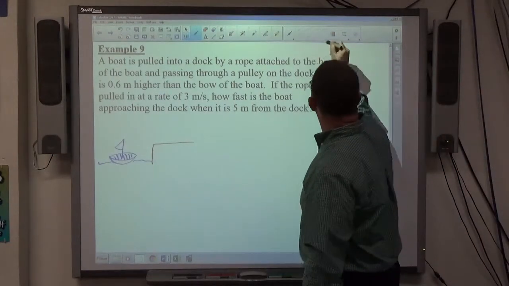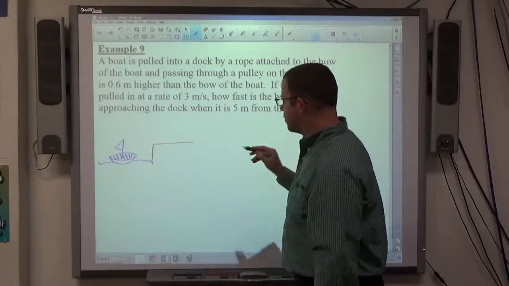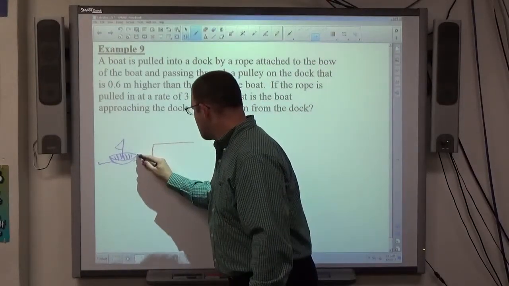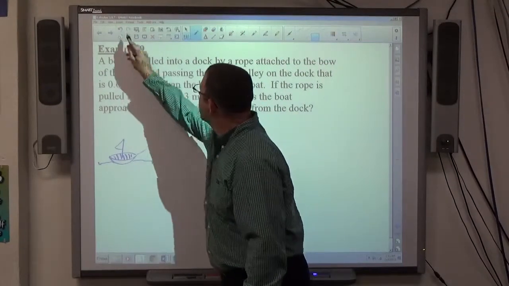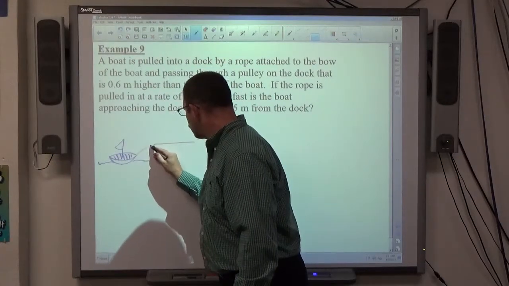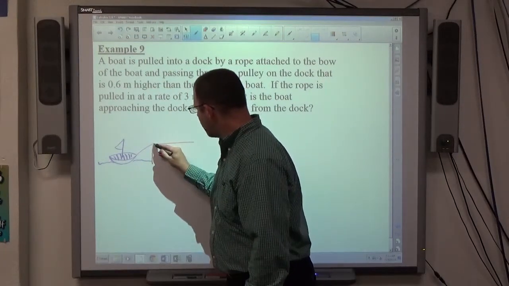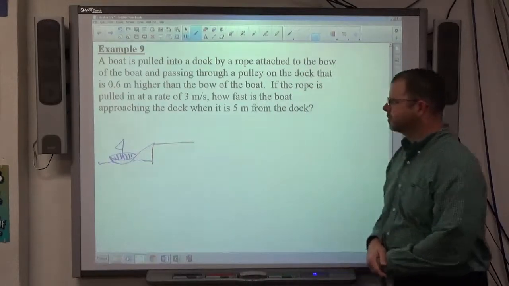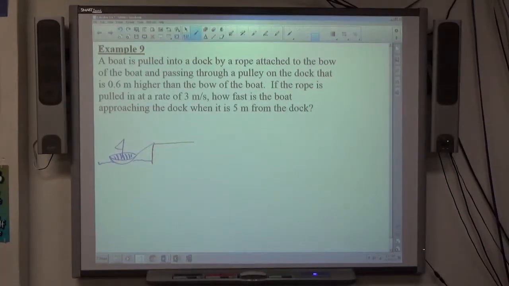Our rope's going to be this purple color. That's not where it is. Let's try again. All right, there's a little pulley right here. So we see what's going on there? Can we figure this out?